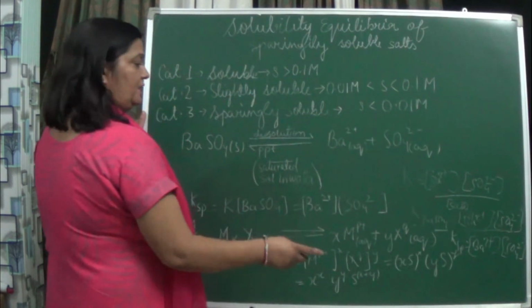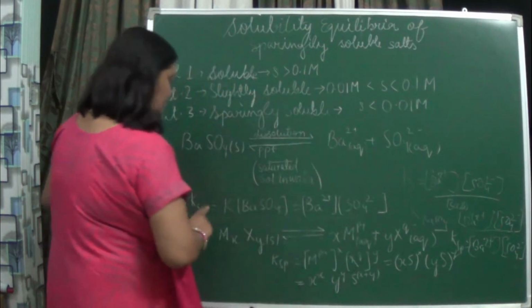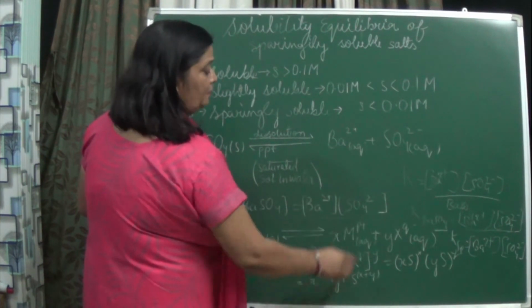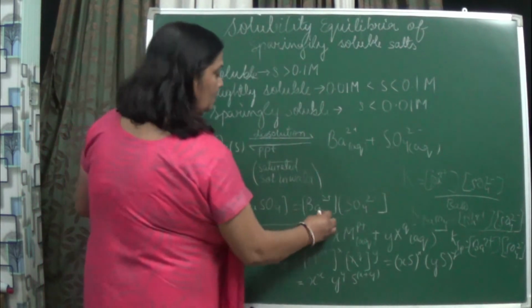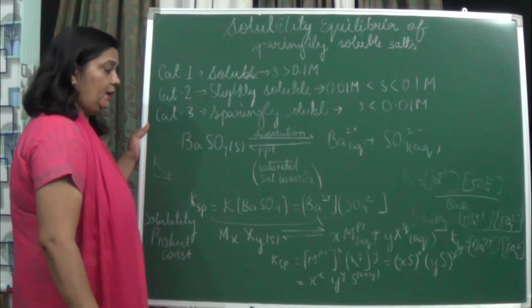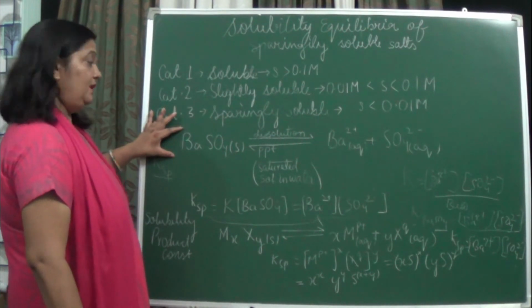So from here only the equation has come: Ksp is equal to K[BaSO4], that is equal to [Ba2+][SO4 2-]. So Ksp is equal to [Ba2+][SO4 2-]. This we have seen with the salt which we have taken, BaSO4.